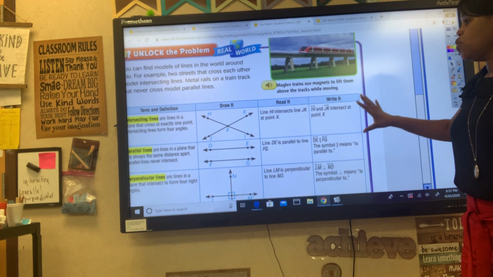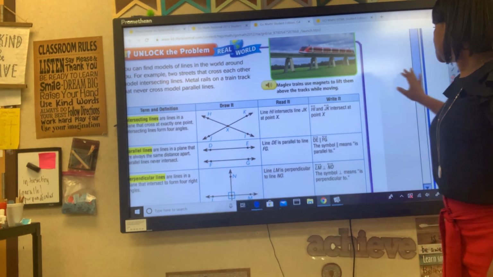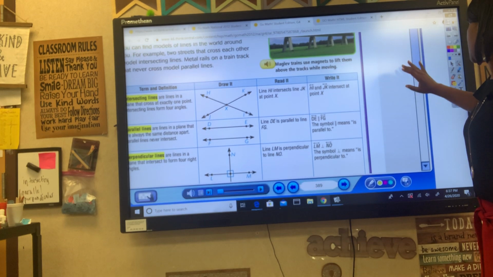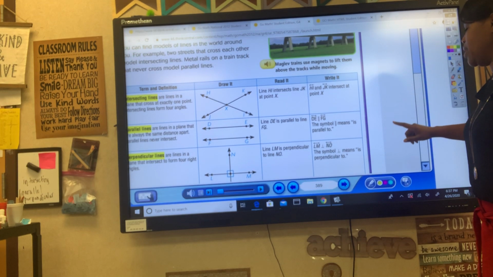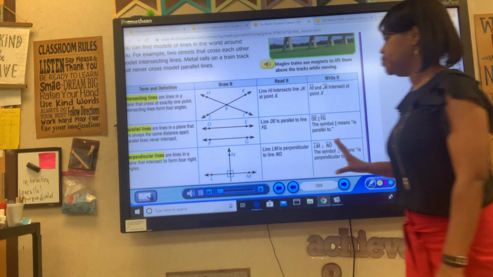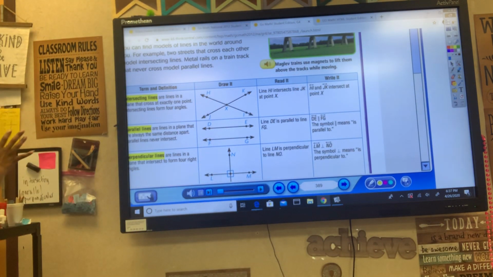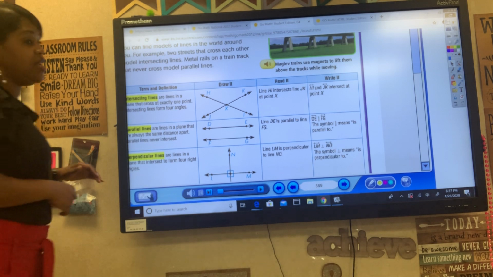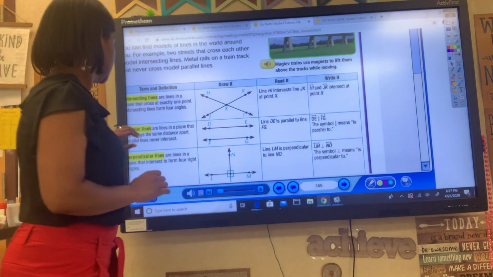Okay, so we're going to take a closer look at this today and for the rest of this week. If you will, let's look at the bottom and answer the questions that say try this.